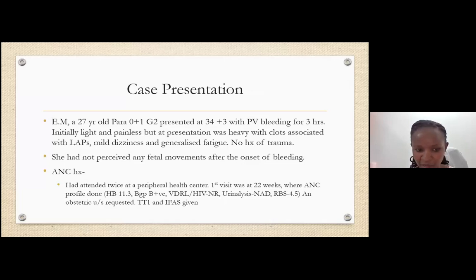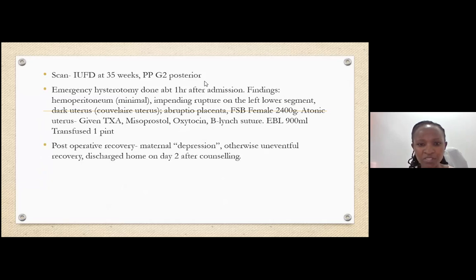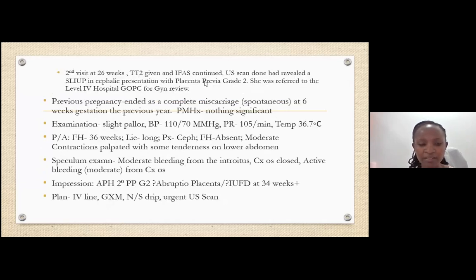The others were unremarkable. An obstetric ultrasound was requested, and the first tetanus dose and IFAS given. At second visit, which was 4 weeks later, the second tetanus dose and IFAS was continued, and an ultrasound that was done had revealed a single live intrauterine pregnancy, fetus rather, in cephalic presentation with placenta previa grade 2. And she was referred to the nearest level 4 hospital for gyne review.